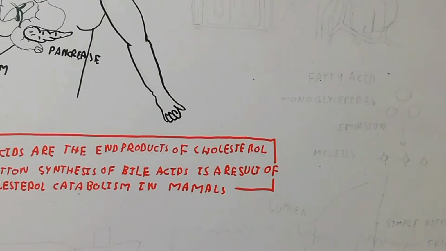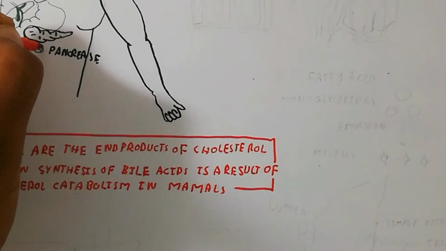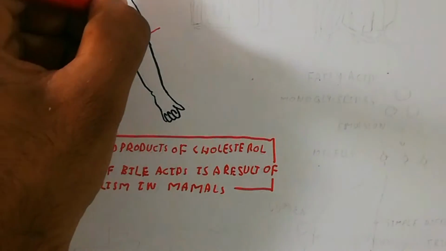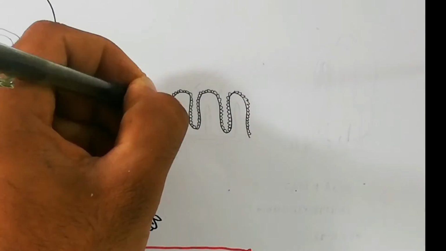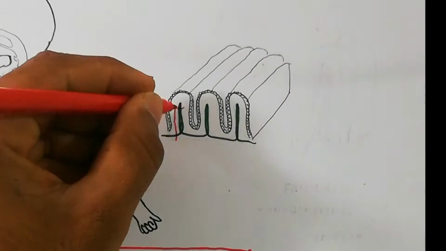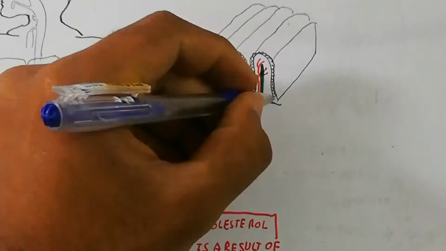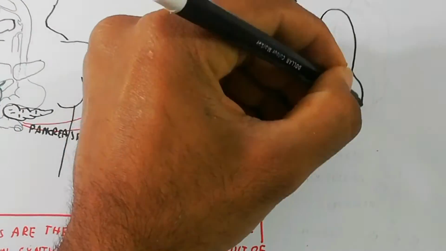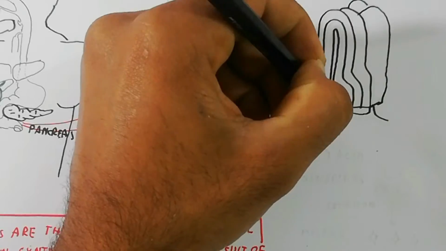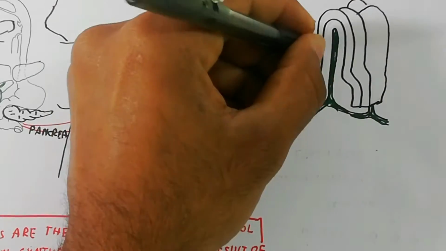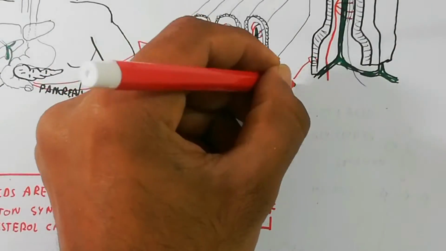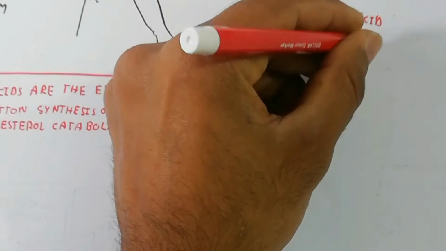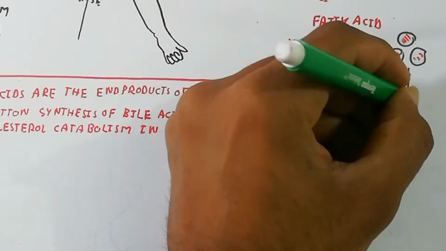Now we will talk about the duodenum. Here is the duodenum, and a lumen is present in the duodenum, and villi are present, which are folds. The villi are composed of the lacteal duct and blood vessels, and are surrounded by enterocytes, the brush border cells. The upper part of the enterocyte is known as the brush border, that is, the microvilli.